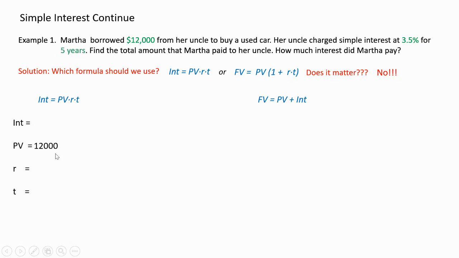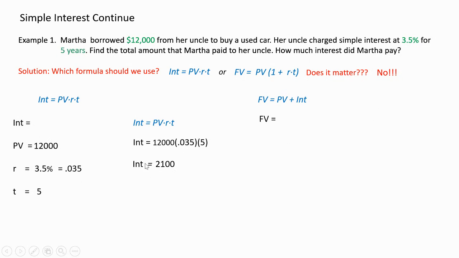So the present value is 12,000. My interest rate is 3.5%, and remember that you have to convert it into decimal form. So we drop the symbol and we move the decimal place 2 places to the left. That's why it's going to be 0.035. And the time is already in years, so the time is 5. So we put the formula and we plug everything in. You see, my present value is 12,000, my R is 0.035, and my T, which is time, is 5. So I will plug it in and use a calculator. The answer is 2,100.